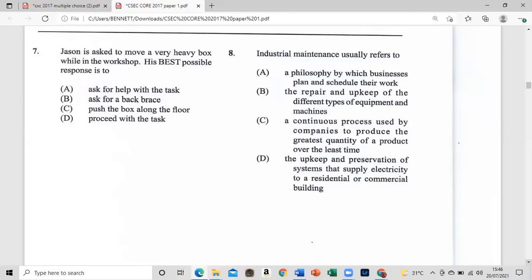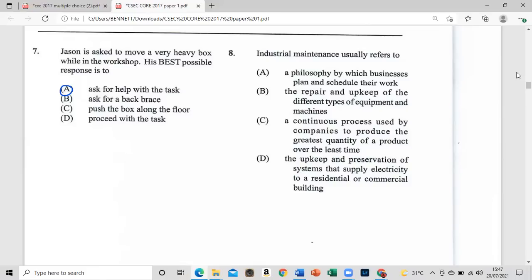Jason is asked to move a very heavy box while in the workshop. His best possible response is: ask for help with the task, ask for a back brace, push the box along the floor, or proceed with the task. This one was also given in the 2018 paper. So that is ask for help. And guys, don't be afraid to ask for help. I asked Mr. Curry to help me with this, and he happily helped me. I appreciate that, colleague and friend.